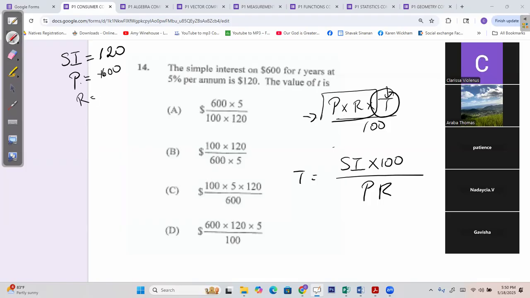R is what? The percent, which is 5, and T is questionable. So all we got to do is substitute. So SI is 120, so it's 120 times 100, or 100 times 120 over 600 times 5. So that's how the answer is B.